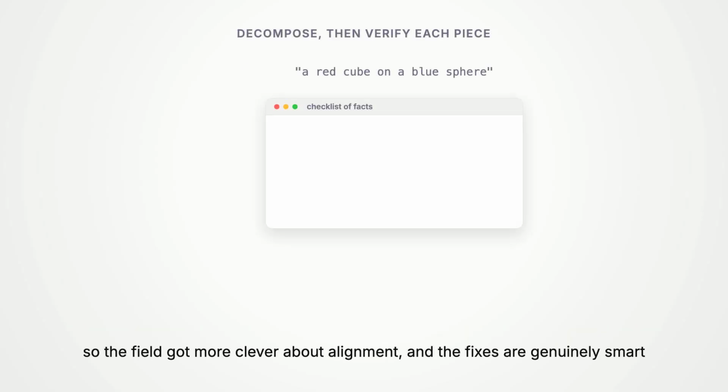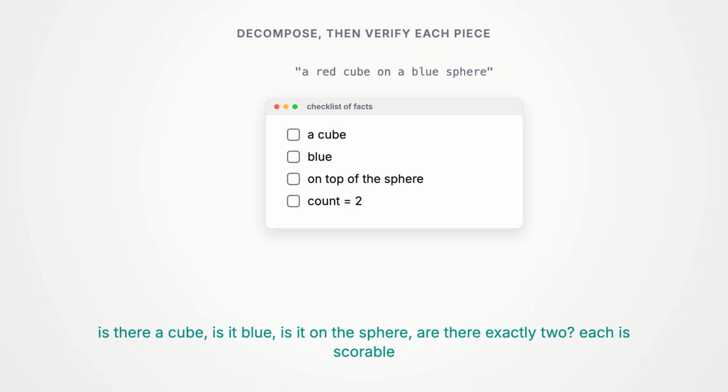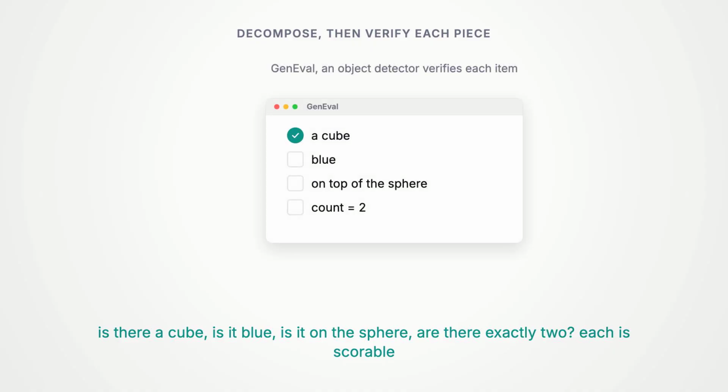So the field got more clever about alignment, and the fixes are genuinely smart. Instead of one fuzzy similarity score, you decompose the prompt into checkable facts and verify them one by one. One approach, Geneval, runs an object detector over the image, the same kind of model that draws boxes around things, and asks concrete questions. Is there a cube? Is it blue? Is it on top of the sphere? Are there exactly two of them? Each is a yes or no you can actually score, and when it fails you can see precisely why.